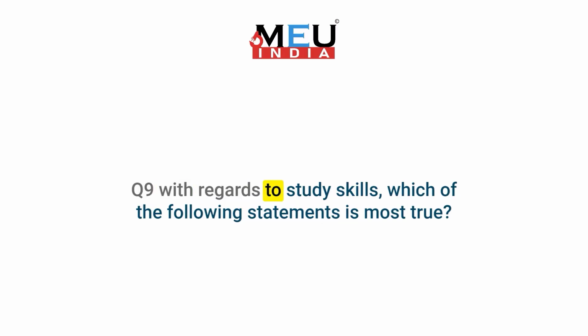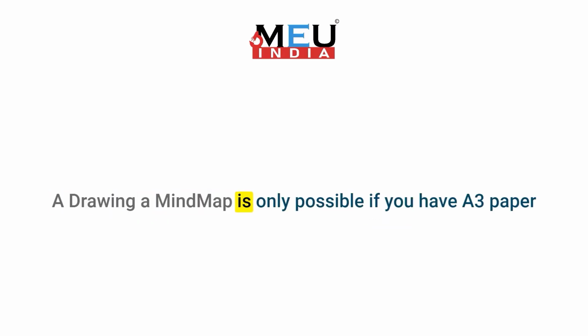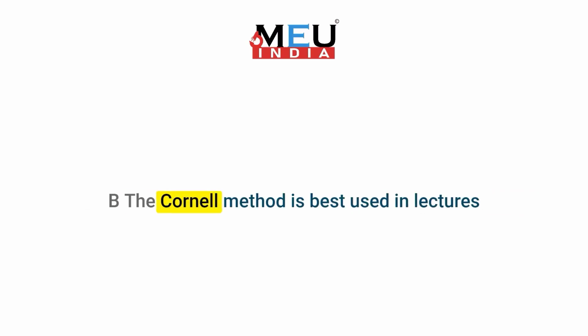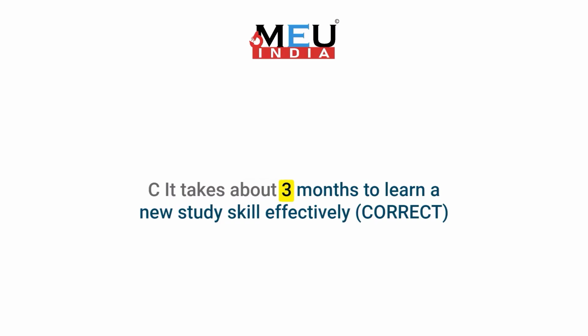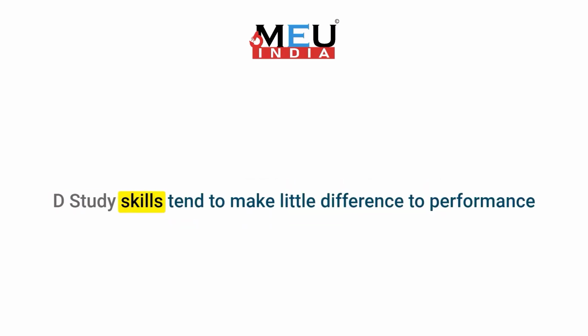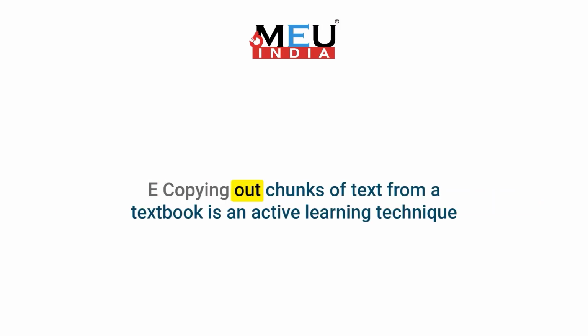Q9. With regards to study skills, which of the following statements is most true? A. Drawing a mind map is only possible if you have A3 paper. B. The Cornell method is best used in lectures. C. It takes about 3 months to learn a new study skill effectively. D. These study skills tend to make little difference to performance. E. Copying out chunks of text from a textbook is an active learning technique.